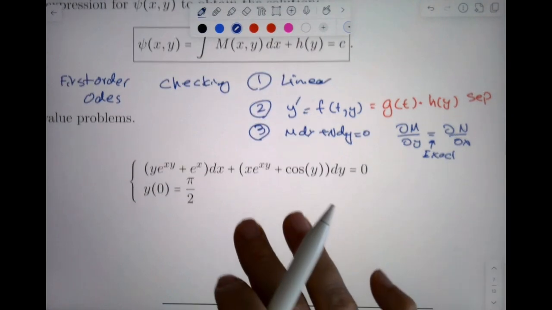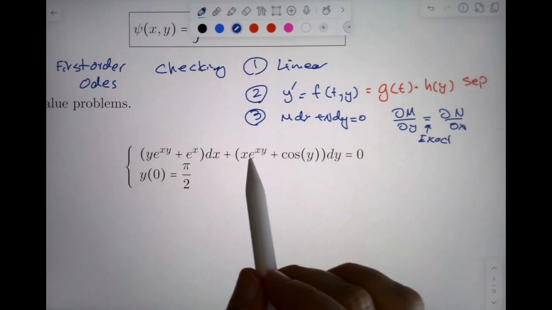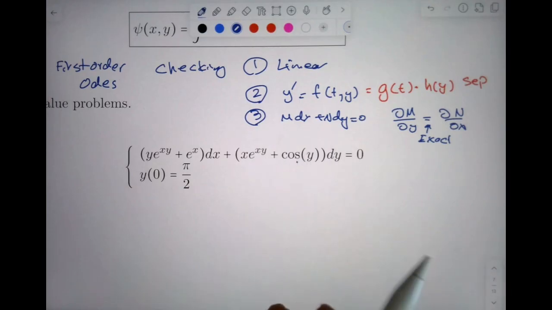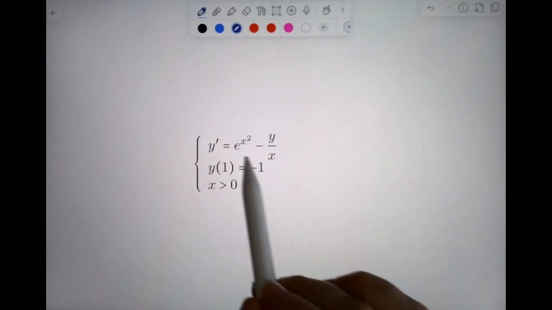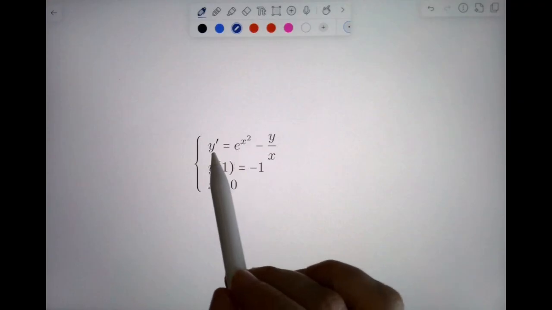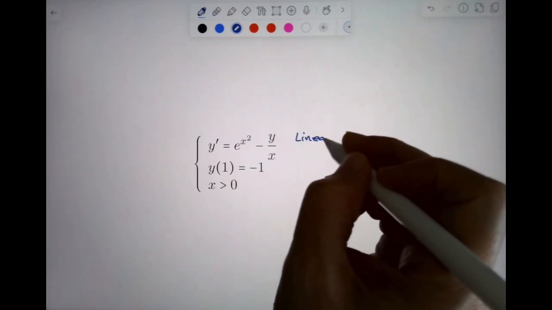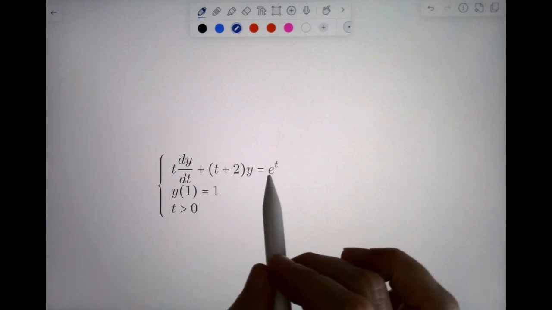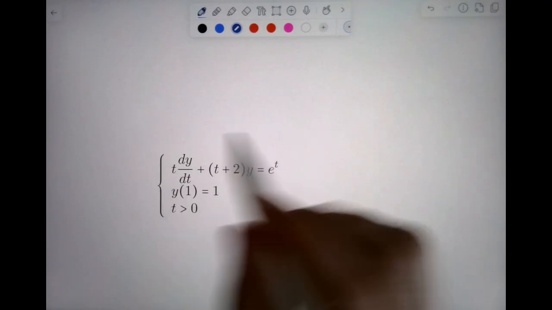So looking at these, first of all, in the first equation, I can see that there's e to the power xy and cosine of y. This is definitely not linear. Here I can see that there's a term that only has y, a term that doesn't have y or y prime, and a term that only has y prime. This is linear. Moving on, here again, a term that doesn't have y or y prime, a term that only has y, and a term that only has y prime. Again, linear.